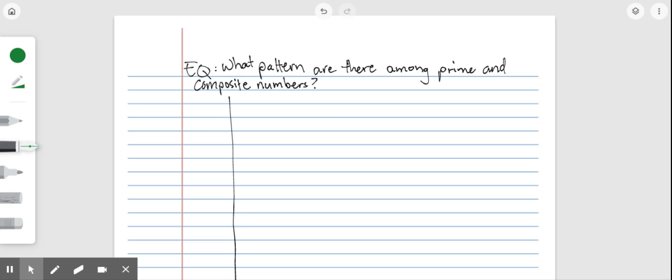All right, you guys, so today we're talking about prime and composite numbers. Our essential question is, what patterns are there among prime and composite numbers? So before we can get into the definitions of what does it mean to be prime, what does it mean to be composite, we need to recall some information from this week.